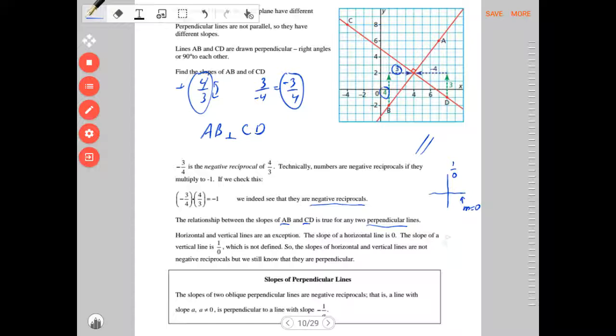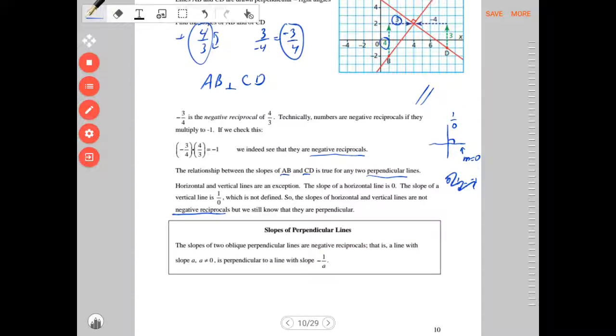The thing is, you can't go 0 times 1 over 0 and get -1. It doesn't work that way. So the slopes of horizontal and vertical lines are not negative reciprocals, but we still know that they're perpendicular because those are the easiest ones to see, that they intersect at 90 degrees. So with that little exception, every other two set of perpendicular lines will have slopes that are negative reciprocals.